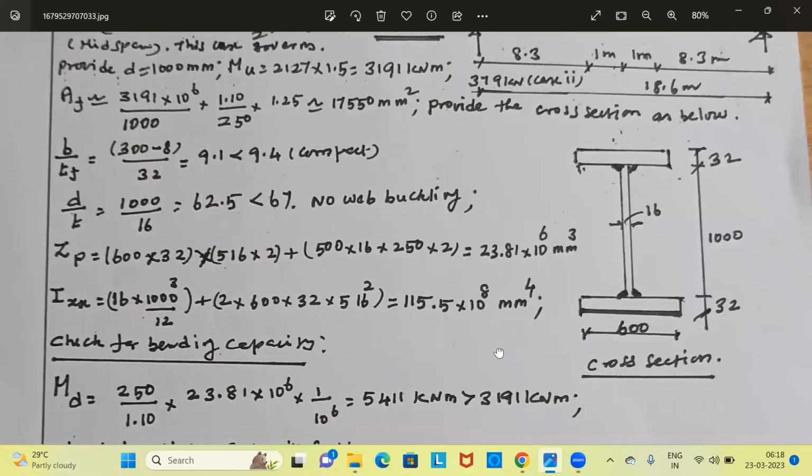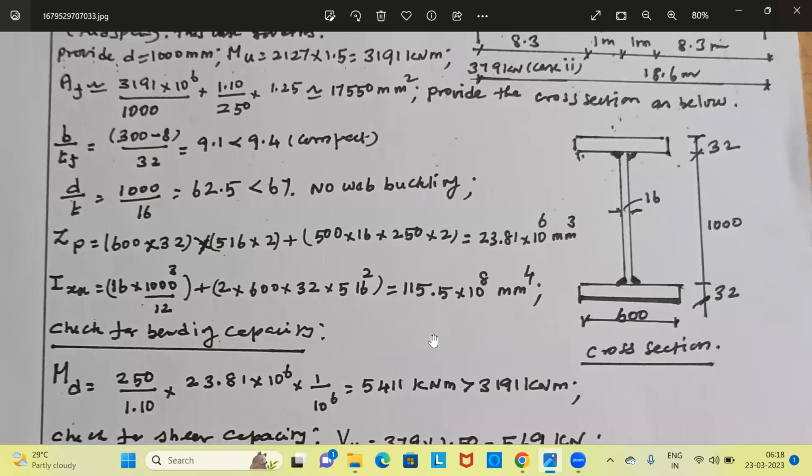Now, what is the bending capacity? Bending capacity, M is equal to F into Z, the famous equation. Fy is 250 Newton per millimeter square. Material safety factor is 1.1. Therefore, 250 divided by 1.1, the value of Fy by 1.1. Multiply this by ZP. ZP is already calculated, 23.81 into 10 power 6. This whole thing will give the bending capacity in Newton millimeter. Let us calculate the bending capacity in kilonewton meter, so you divide this by 10 power 6. Now we are getting the moment capacity as 5411 kilonewton meter.